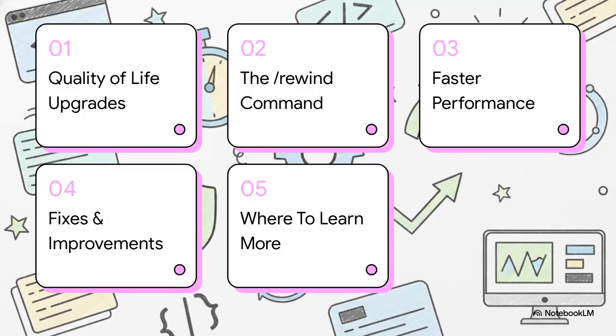We've got a lot of highly practical, ground-level stuff to cover today. So here's our roadmap. We'll start with the overall quality of life upgrades, then meet the new /rewind command. After that, we'll look at the faster and lighter performance tweaks, dig into some crucial fixes and MCP improvements, and finally wrap up with where you can go to learn more.